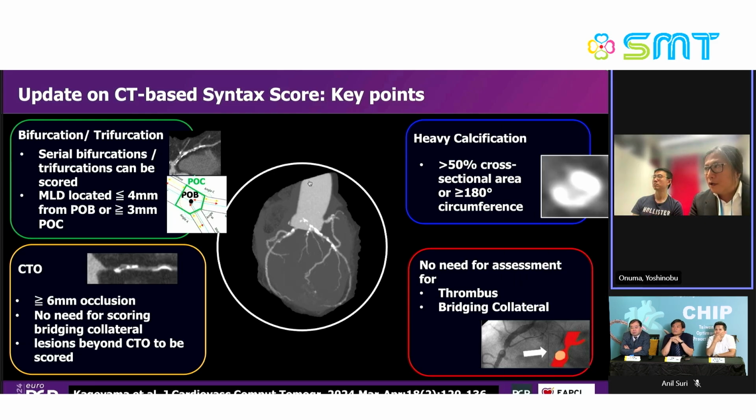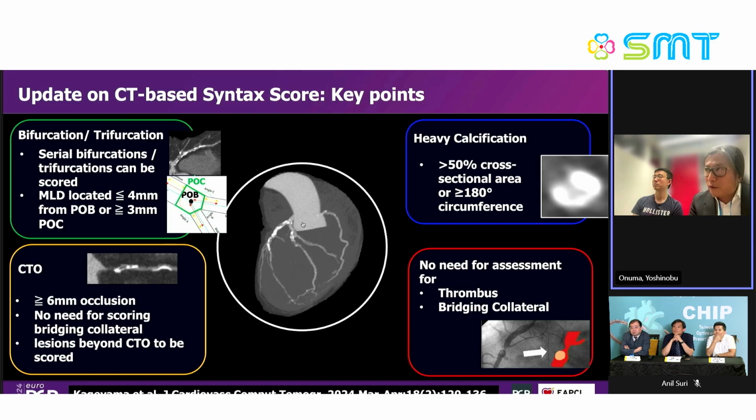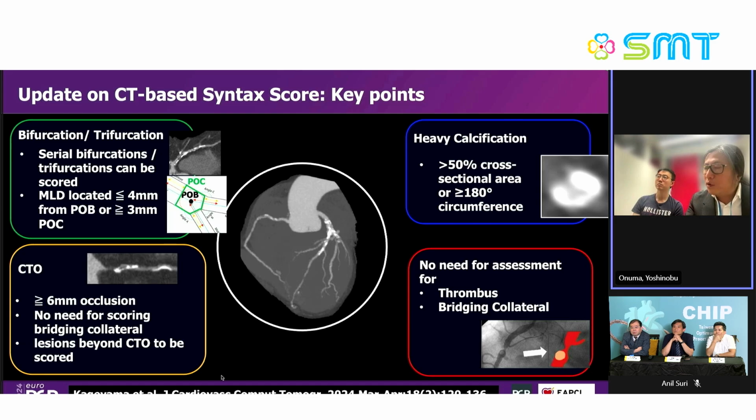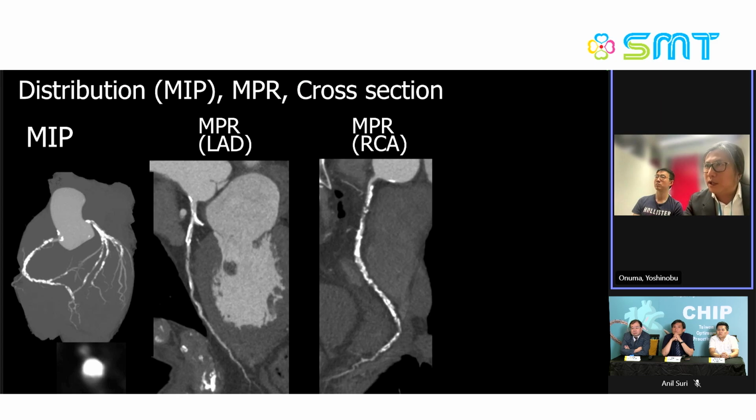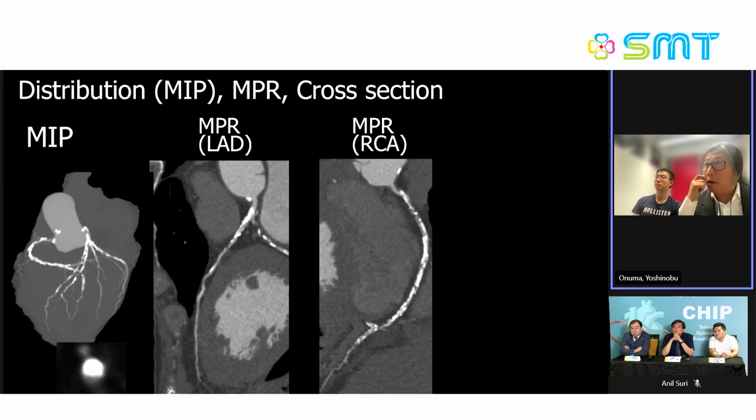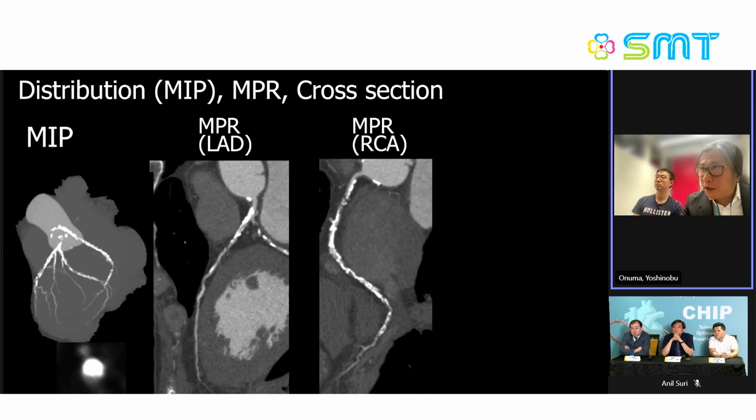So those are the ways to evaluate the distribution of calcium, which is important for PCI planning. And we have good inter-observer reproducibility of this SYNTAX score based on CT, and that was just published. So you can use the CT for the SYNTAX score assessment and make a treatment decision on the patient with complex artery disease.